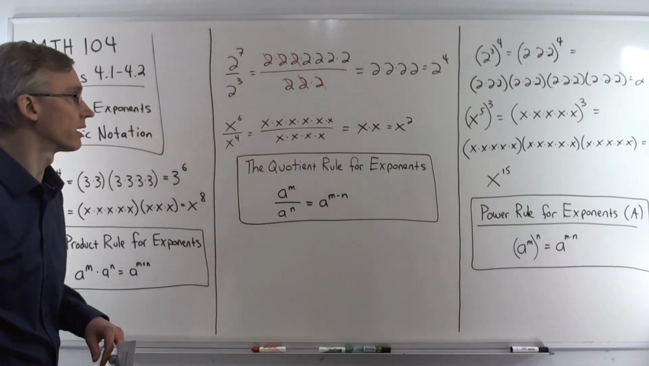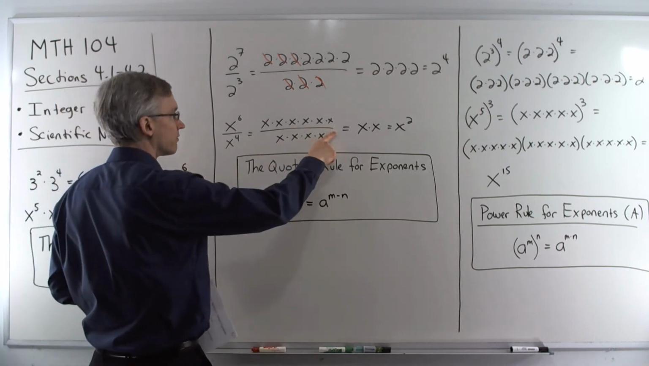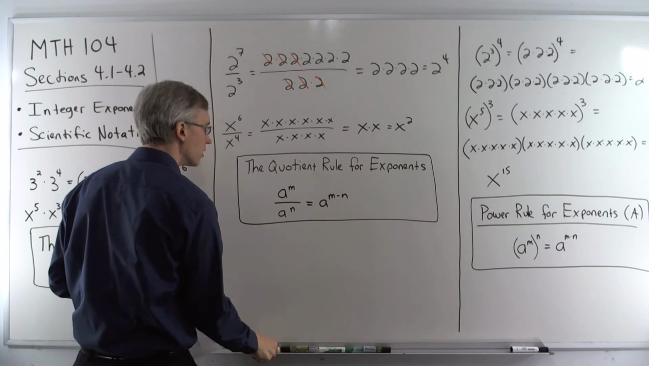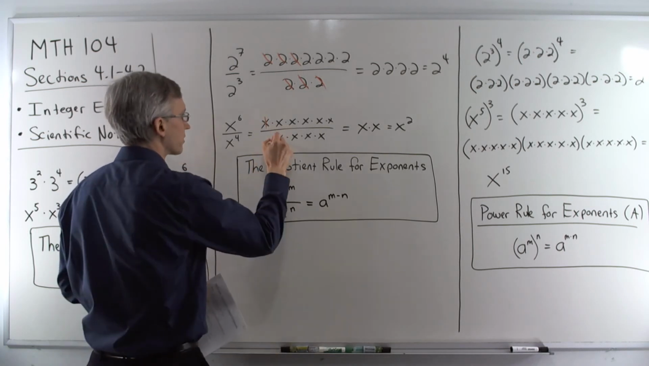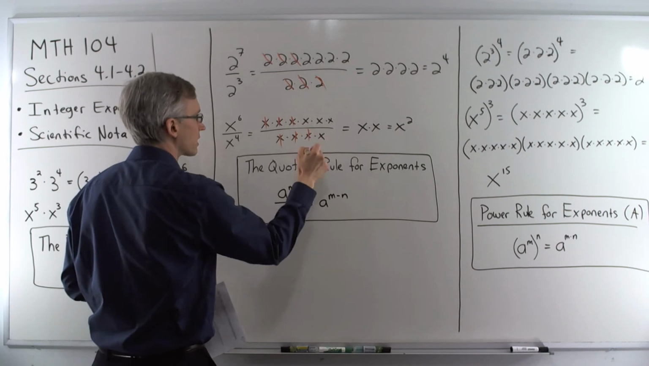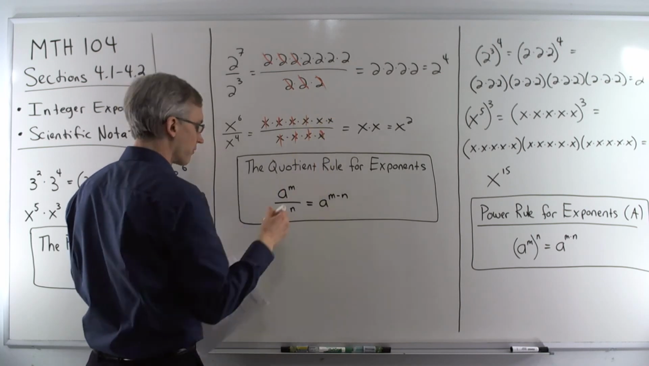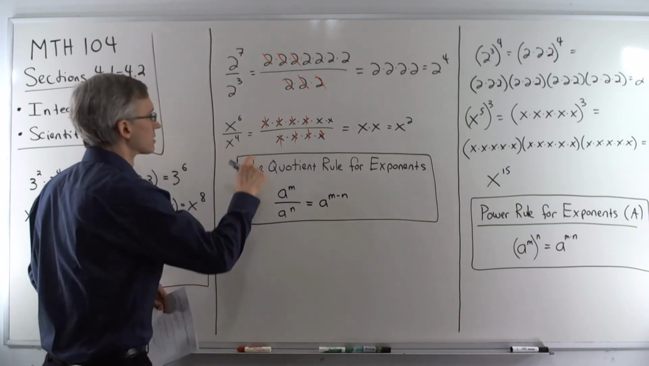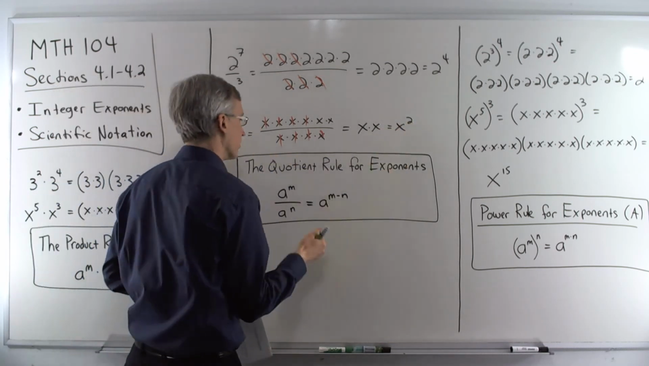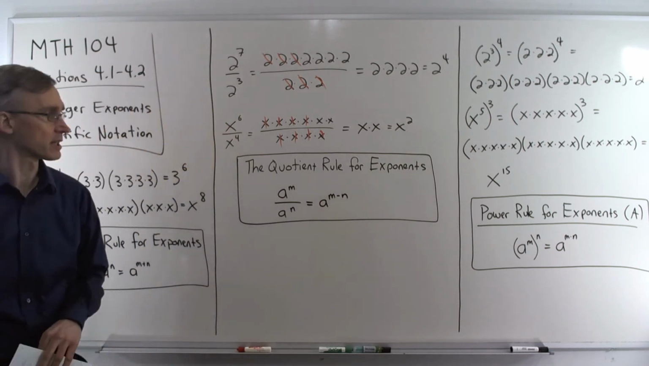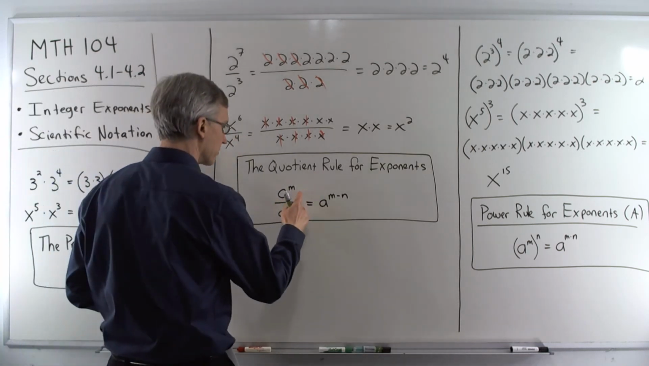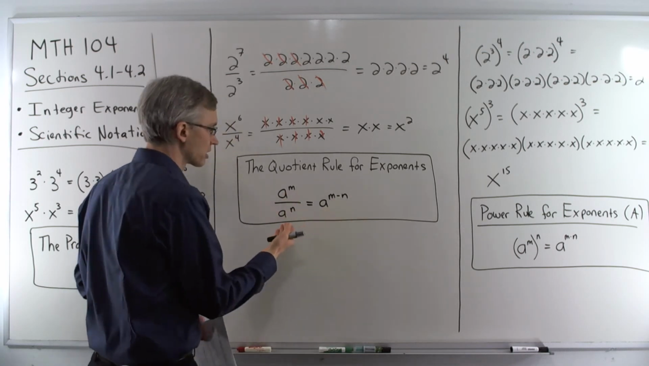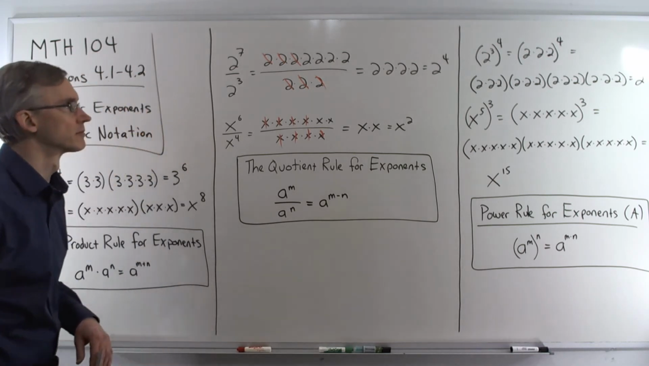We can do the same thing with variables, x to the 6th over x to the 4th. We're going to cancel matching pairs of x's. So those cancel, those cancel, those cancel, those cancel. What do we have? We have 2 left. x times x, or x squared. So 6 minus 4 gives us 2. That leads us to the quotient rule for exponents. a to the m divided by a to the n is a to the m minus n. So when dividing exponential expressions, subtract the exponents.